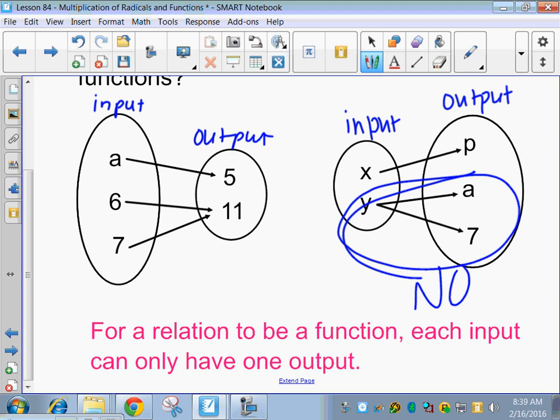Nope. Can't plug one thing in, get two things out. This one is a function. It's okay to do that. Okay? You just can't have one thing go to two things. Okay? That's not a function. Both are relations.